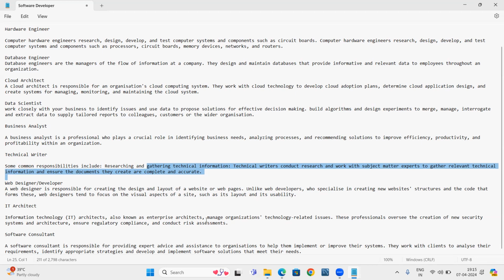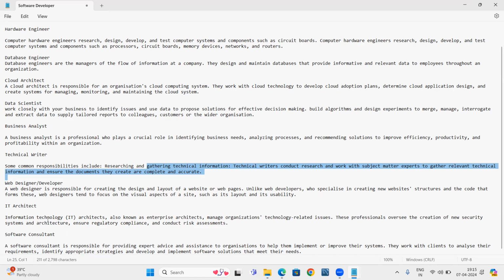And last but not the least is the software consultant role. A software consultant is responsible for providing expert advice and assistance to organizations to help them implement or improve their systems. They are SMEs and they work with the clients to analyze their requirements, identify appropriate strategies, and implement software solutions that meet their needs. So they give expert advice and assistance to organizations to improve their system performance.